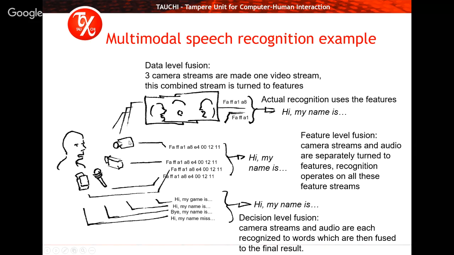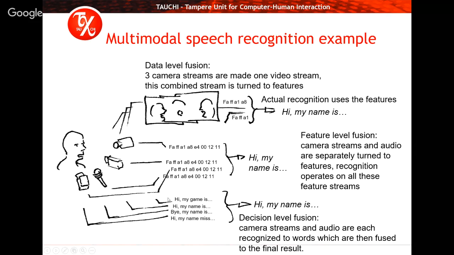Feature level fusion is that we turn each of these streams, the 3 video streams, into a stream of features, describing somehow the image with a smaller amount of numbers, which help us do the lip reading, and we do the feature extraction for the audio and get a stream of features. And then there is some sort of probabilistic machine trying to find what the user said, which uses all these 4 streams together. So this is feature level fusion.